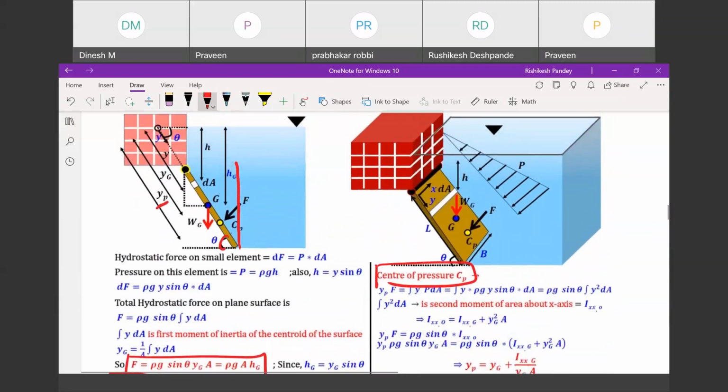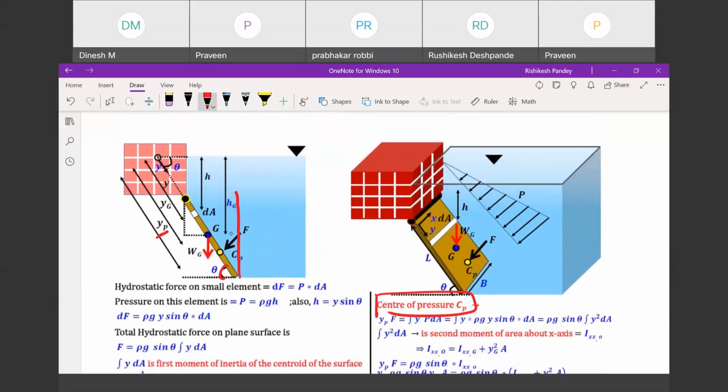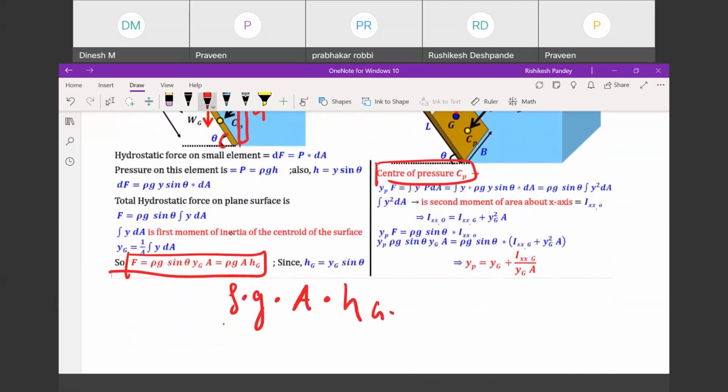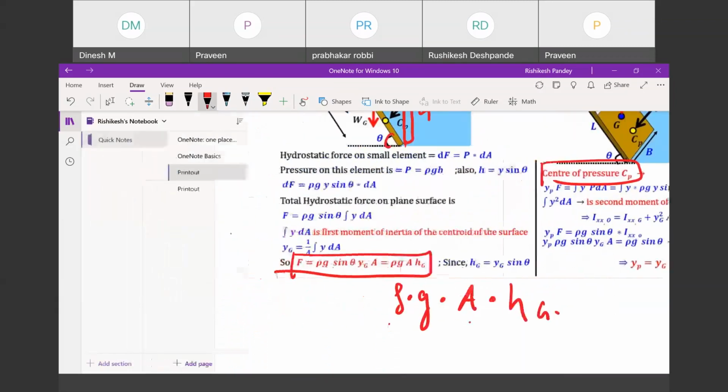Hg is from the free surface. If it is a vertical plate like this, then G will lie here, so this is your Hg. And if the free surface lies here itself, then this will become your Hg, half of this. So the formula is rho g A Hg, the distance of the free surface from the center of gravity.